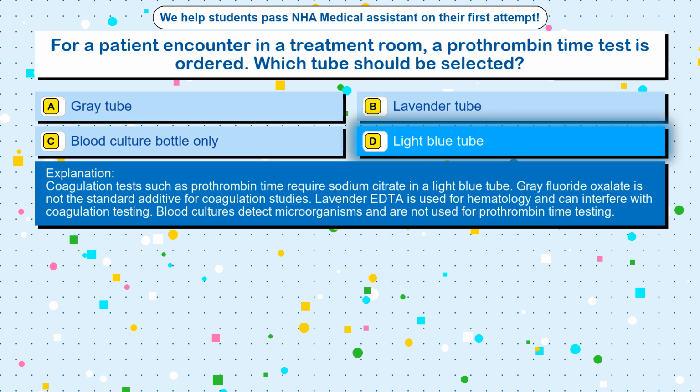Coagulation tests such as prothrombin time require sodium citrate in a light blue tube. Gray fluoride oxalate is not the standard additive for coagulation studies. Lavender EDTA is used for hematology and can interfere with coagulation testing. Blood cultures detect microorganisms and are not used for prothrombin time testing.